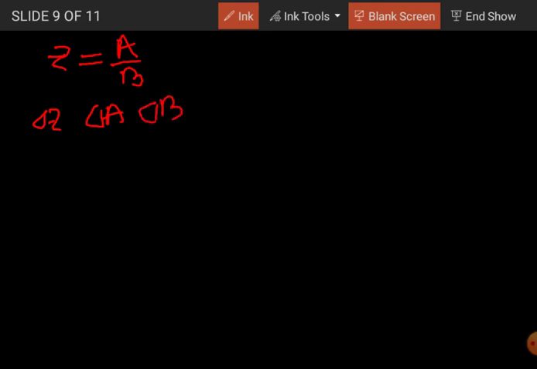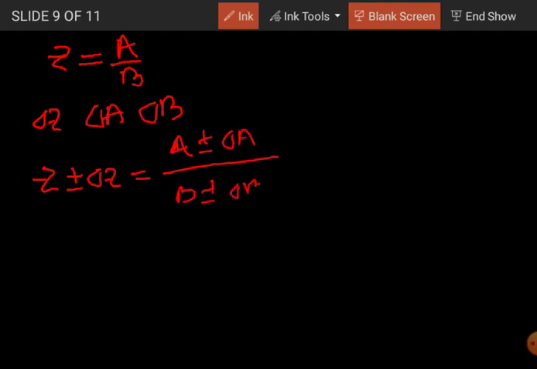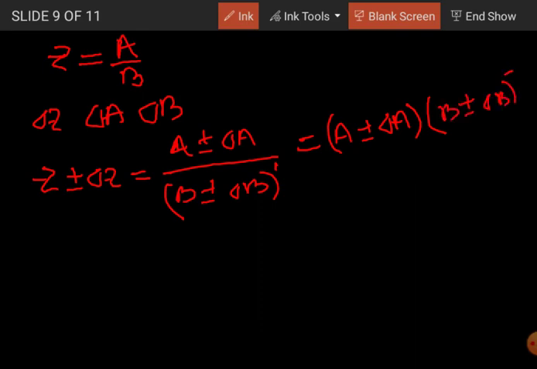Then we can express it in the same fashion that we have done in the case of the product. So your measured value will lie between z plus minus delta z. This can be expressed as a plus minus delta a, divided by b plus minus delta b. Got it? So we can write this as a plus minus delta a, and if you bring the denominator into the numerator, it will be b plus minus delta b to the power minus 1, right?